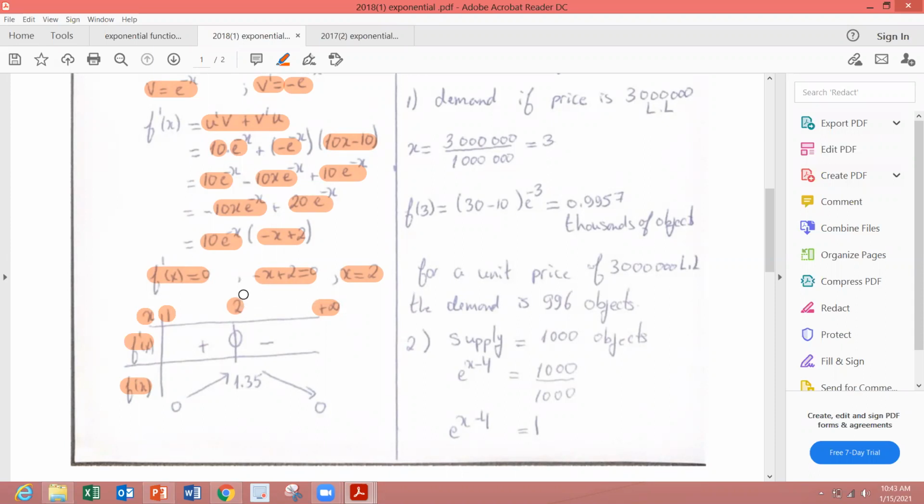For example, if I take 3, where do I replace it? In the derivative. Plus 2. If we put 3 in the derivative, this part is positive always. If we put 3 here, what do we get? Minus 3 plus 2, minus 1, so here it is negative, and here positive.